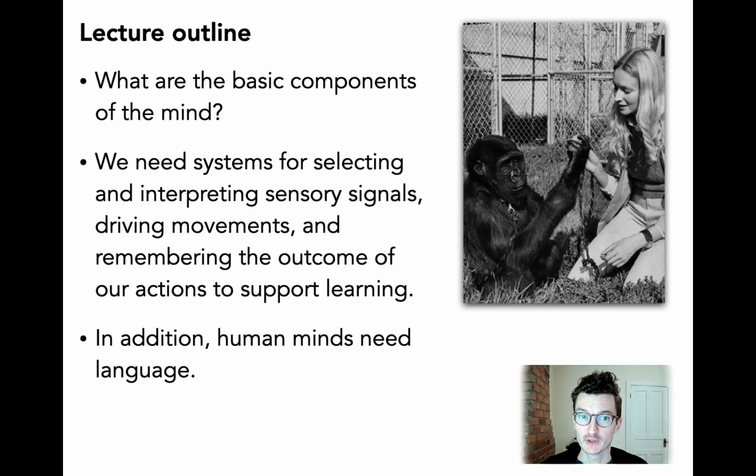So what are the basic components of a human mind? We need systems for allowing us to attend to our world so we can perceive our world. We need systems that allow us to act in our world to drive complex movements. We need memory systems so that learning and experiences are maintained in the brain. But I would argue that we also need the faculty of language.